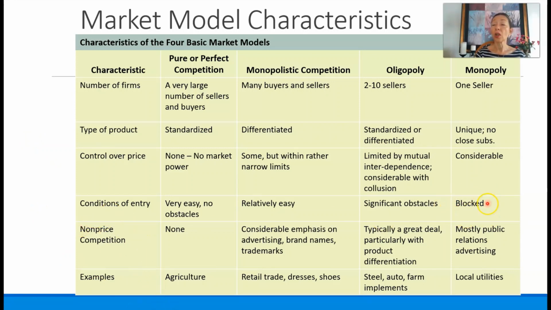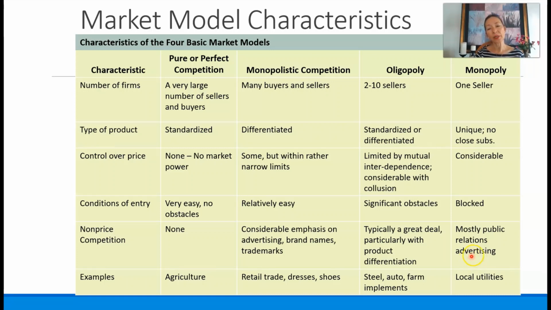Now, let's look at conditions of entry. Blocked. There are a lot of barriers to entry. Again, barriers to entry means that it's difficult to get into the market. In terms of competition, well, if they're the only provider, they pretty much don't have competition, right? There's nobody to defend their product against.